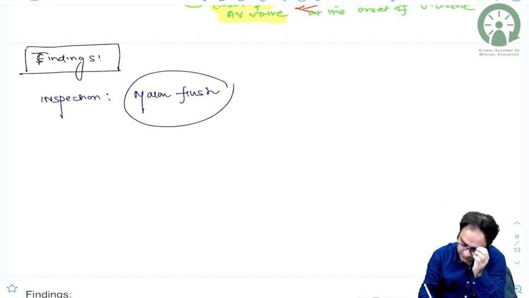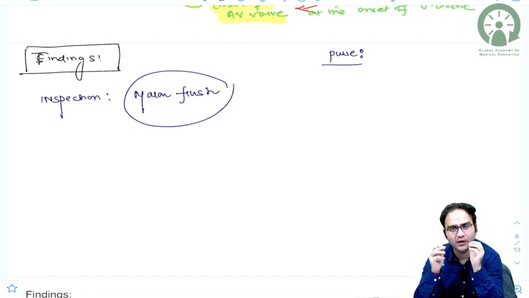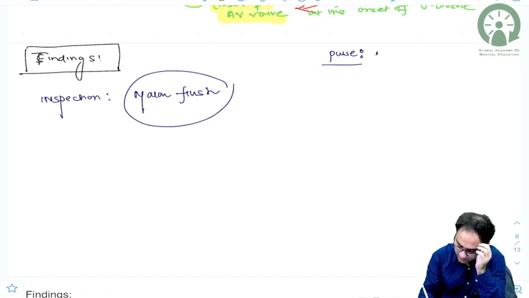So before inspection, let's see what the pulse will be in mitral stenosis. Usually the pulse in mitral stenosis is either normal or a hypokinetic pulse because we have a low cardiac output state. So normal to hypokinetic pulse you can get in mitral stenosis.